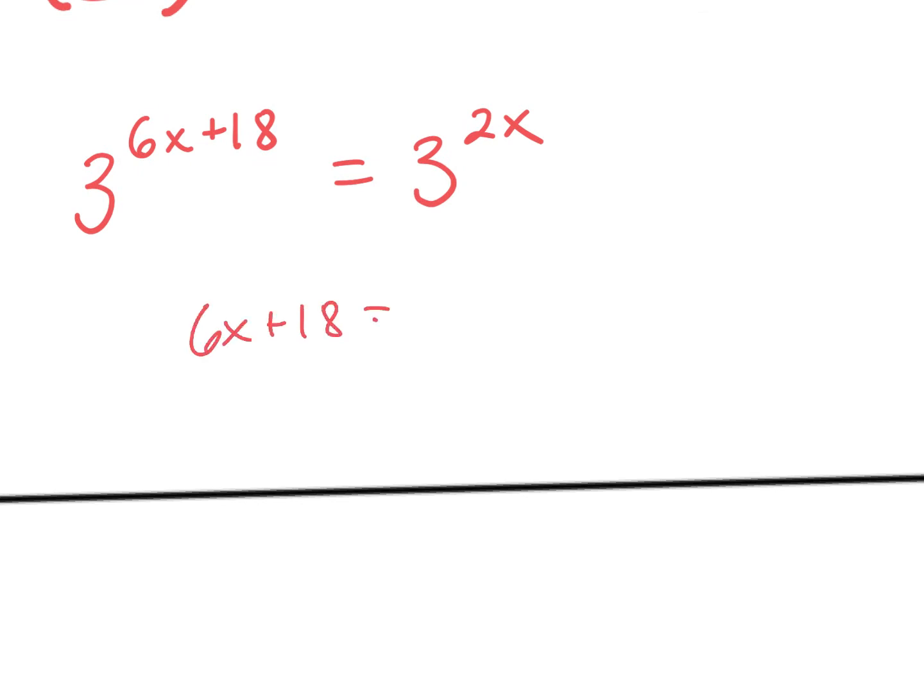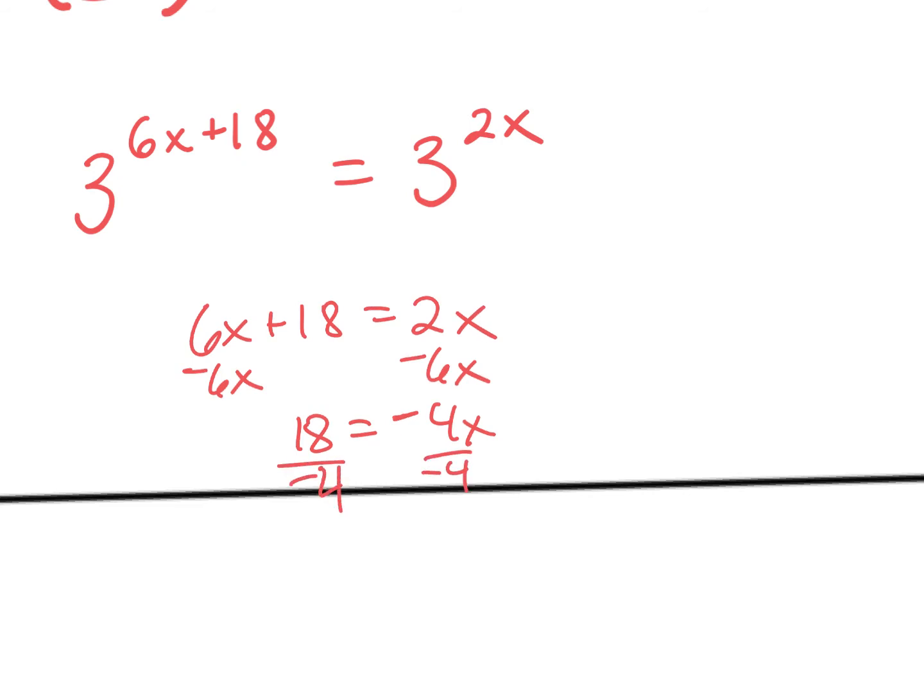6x plus 18 equals 2x is what Tate said. Now what'd you do to solve this? Subtract 6x. So 18 equals negative 4x. And now divide by negative 4. And what is 18 divided by negative 4? You can give me a decimal if you need to.